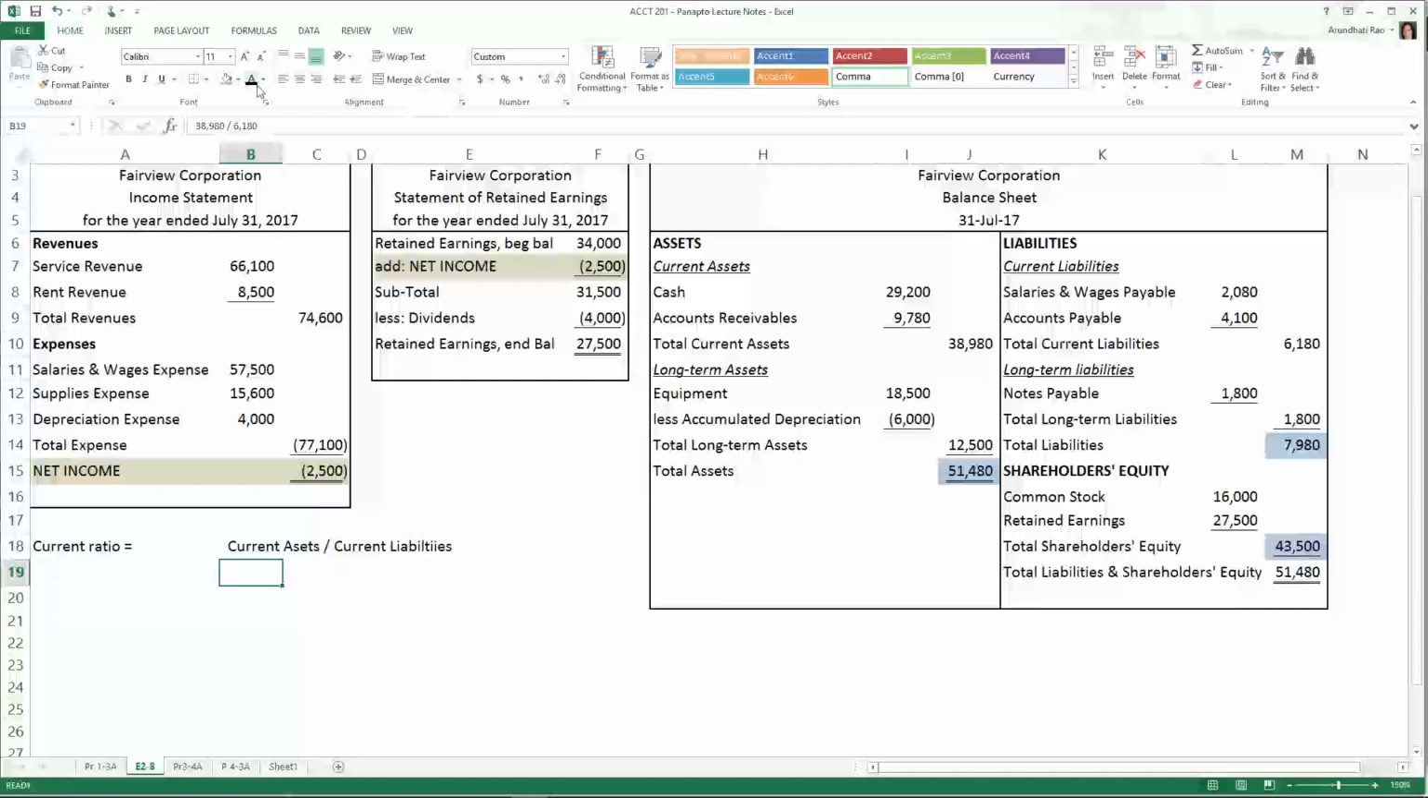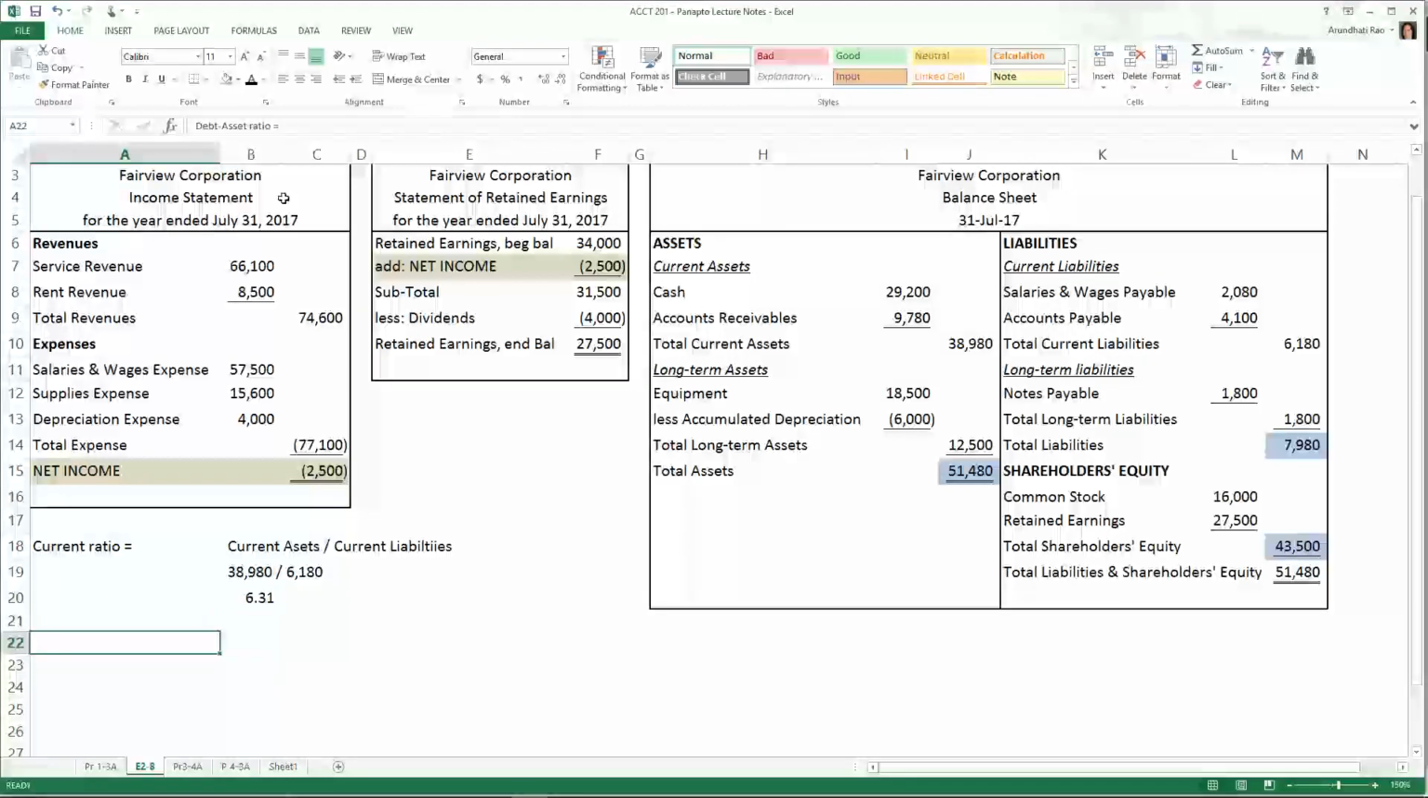So a ratio over here in this case is 38,980 divided by 6,180, and that ratio works out to 6.31, which for accounting standards and finance standards is a very, very, very healthy number. Most companies aim to have a 1:1 ratio. So 6.31 is a very good, healthy number to have.